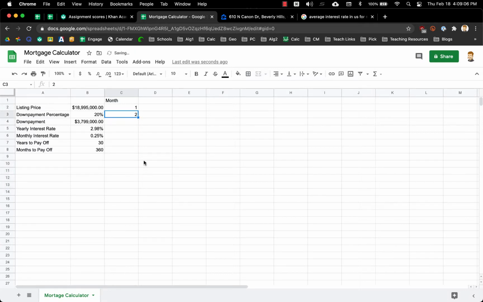Well, instead of doing 2, I'm really trying to say 1 more than the previous month. So I'm going to say equal to this plus 1. And now if I drag the crosshairs down, it will actually count up correctly for us. Looking good.